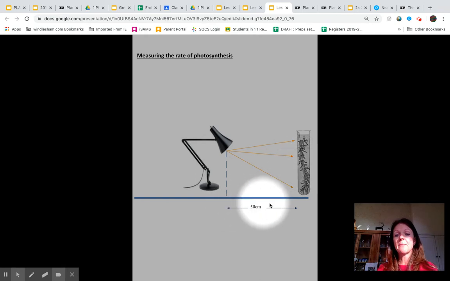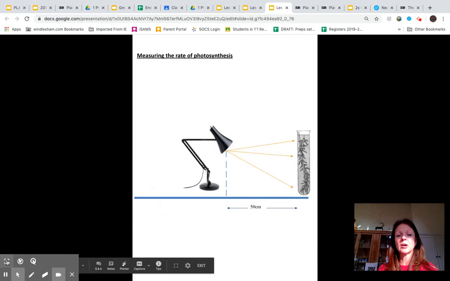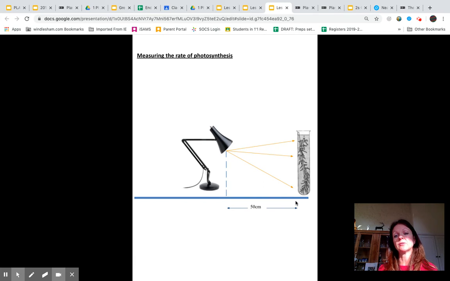Now you'll notice the lamp is at a specific distance away from the pondweed. Here it's 50 centimetres. So you would do it with that first, with the 50 centimetres, and then you would move it closer to, say, for example, 40 centimetres away, then 30, then 20, then 10, and then right up to 0 centimetres away. And that would allow you to find out what happens if you increase the light intensity, the amount of light that the pondweed is getting. What happens to the amount of oxygen that is produced? You can have a think for yourself now. What do you think will happen?